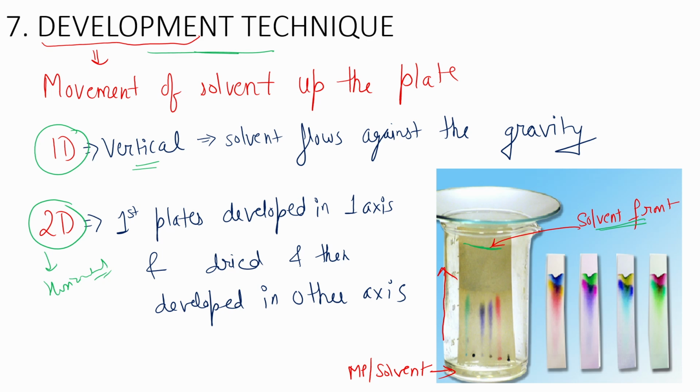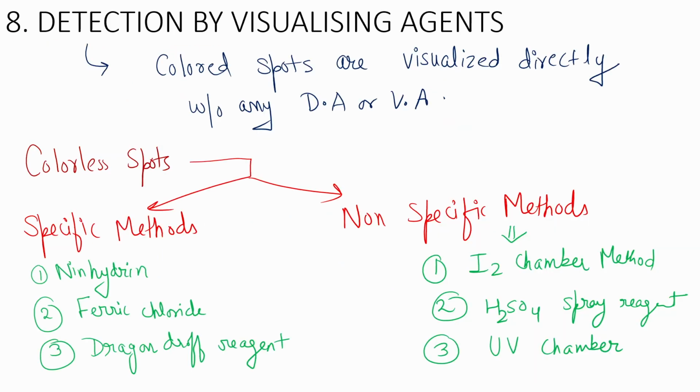And the two dimensional technique is carried out for complex mixtures. Firstly, the plates are developed in one axis, then dried, and then developed in the other axis. The last step is detection by visualizing agents, or we can say detection by detecting agent.